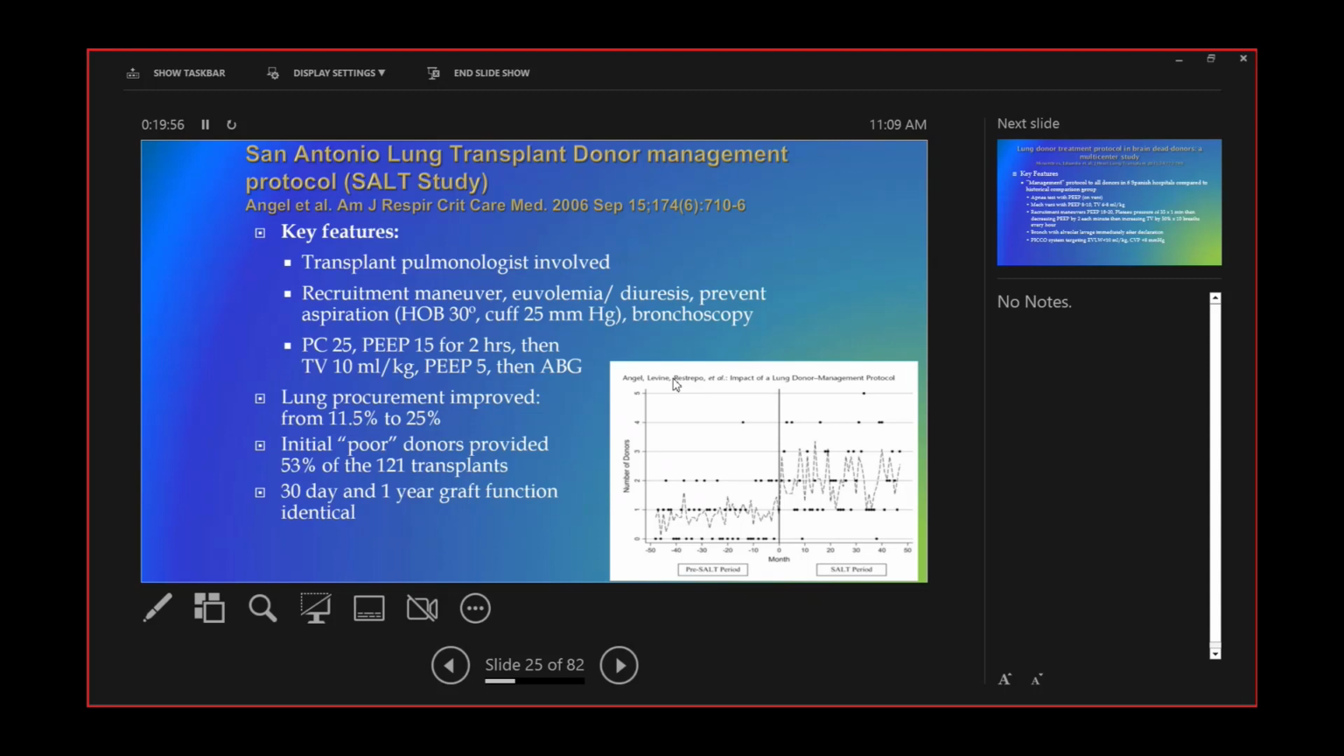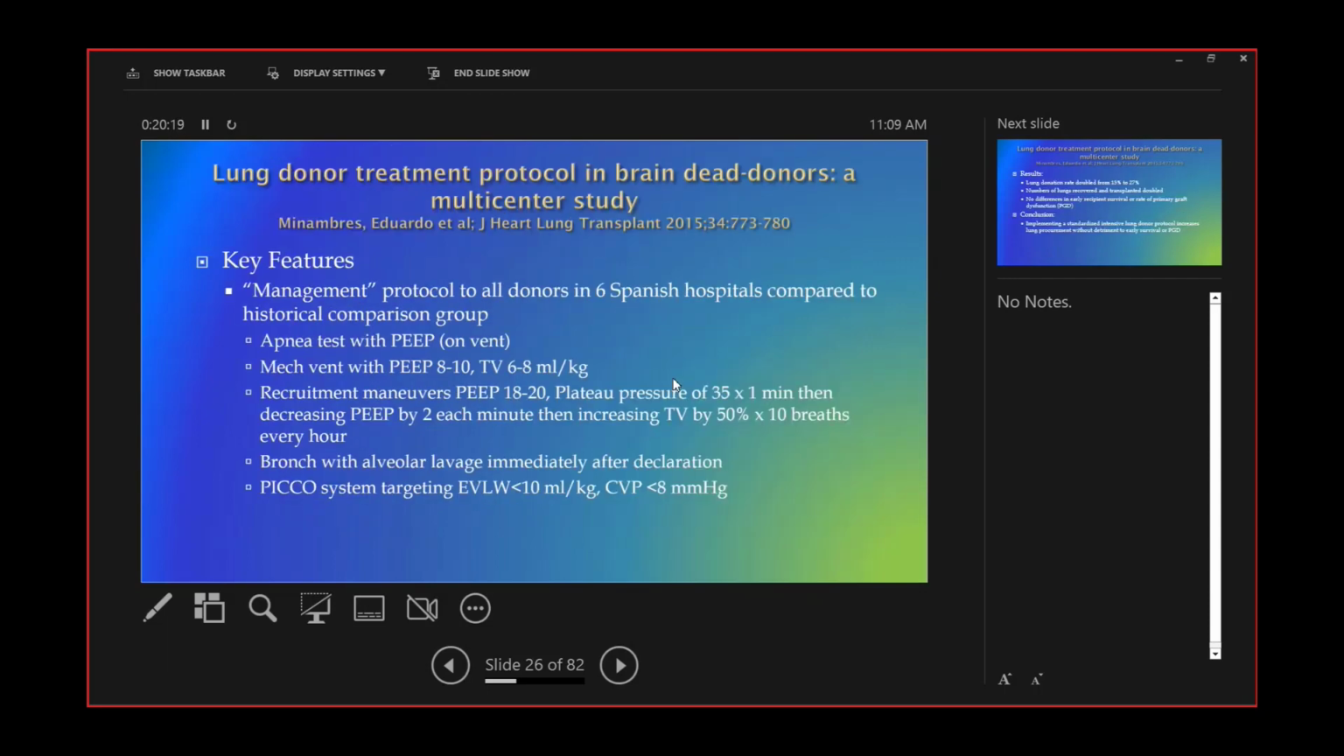And what they showed is that they could improve from their pre-SALT study management, 11.5% of their donors donating lungs, to 25% of the donors donating lungs. And their initial poor donors, which would not have donated lungs prior to doing this, actually were 53% of the donors that donated. The 30-day and 1-year graft function outcomes were identical.